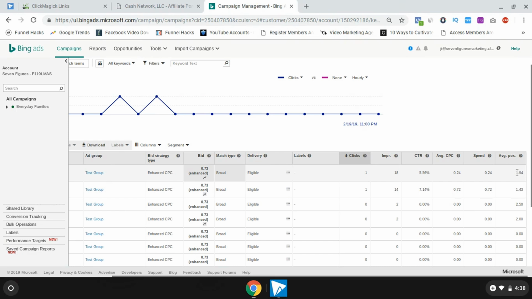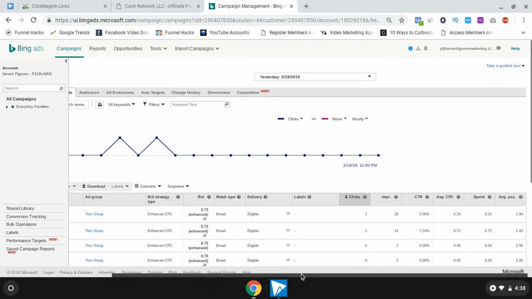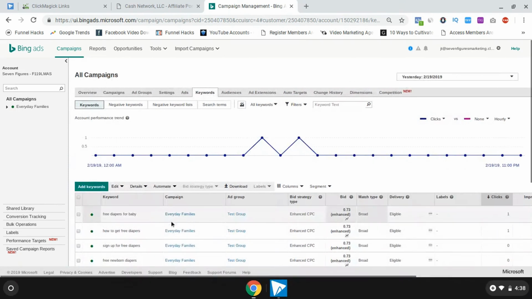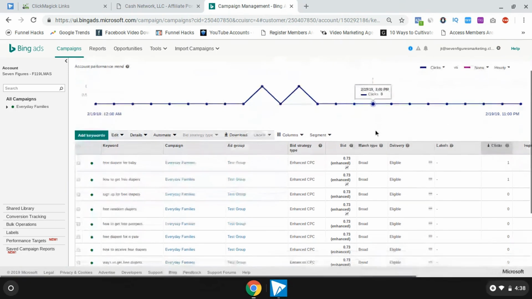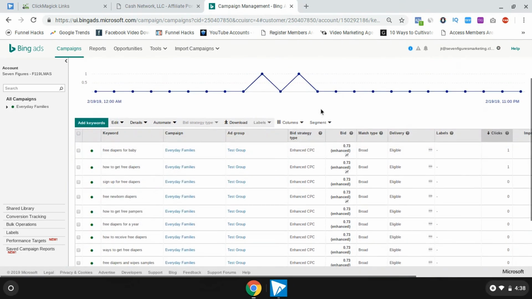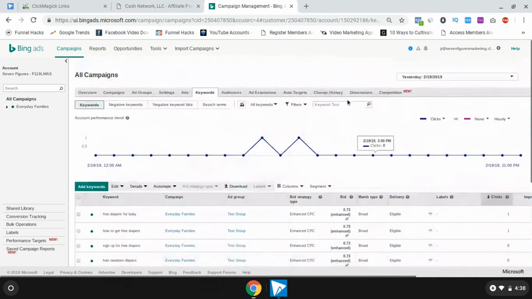Just literally just starting out, average position of 2 right here and 1.4. So yeah, we're basically still in that first spot for these keywords, which is probably why we got that conversion. But yeah, man, we sent the clicks to our pre-sale page and then to the offer. So yeah, man, that's pretty much this.